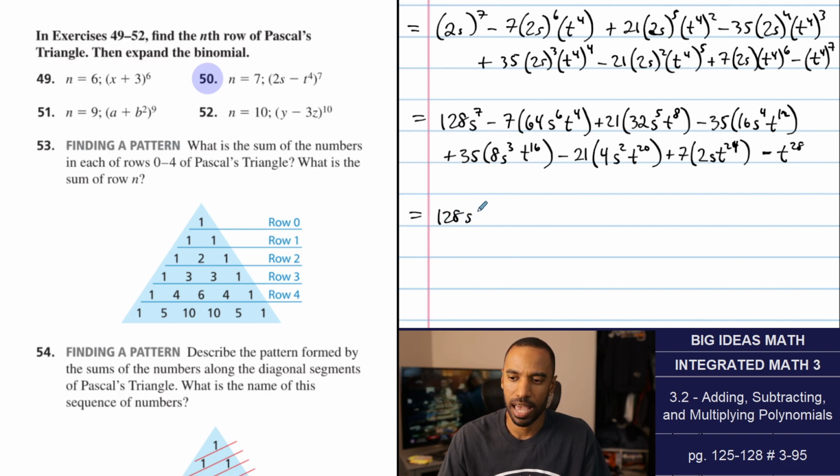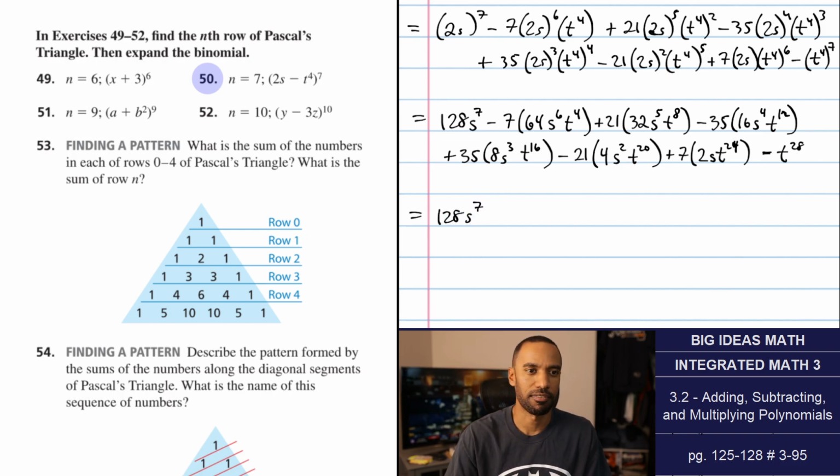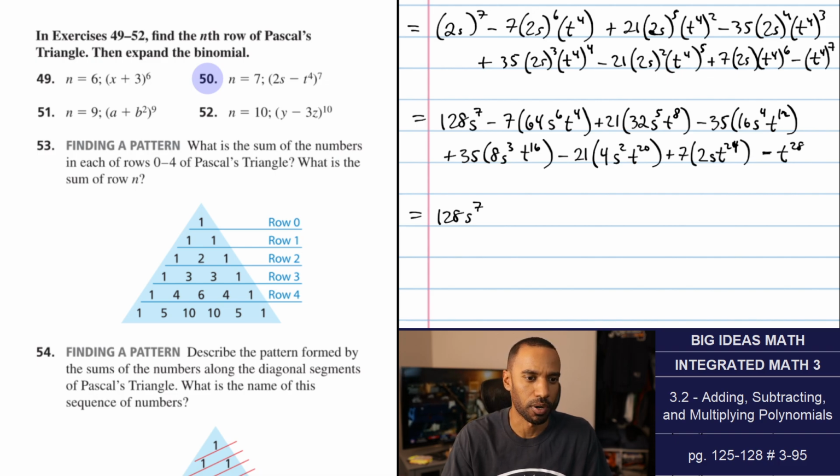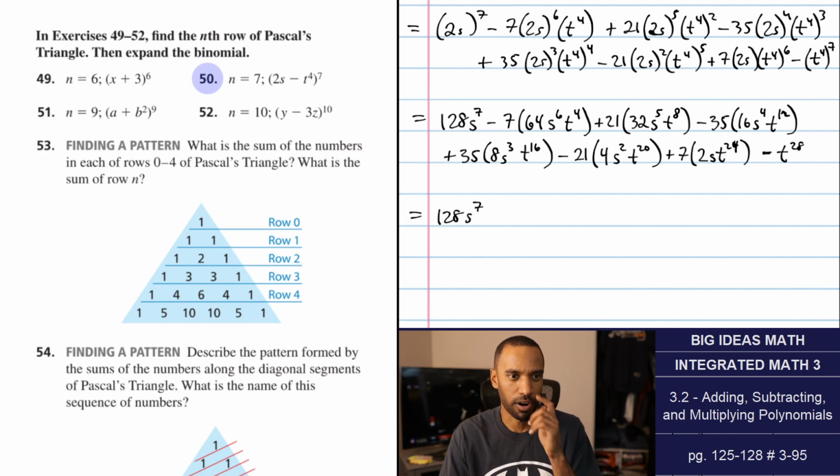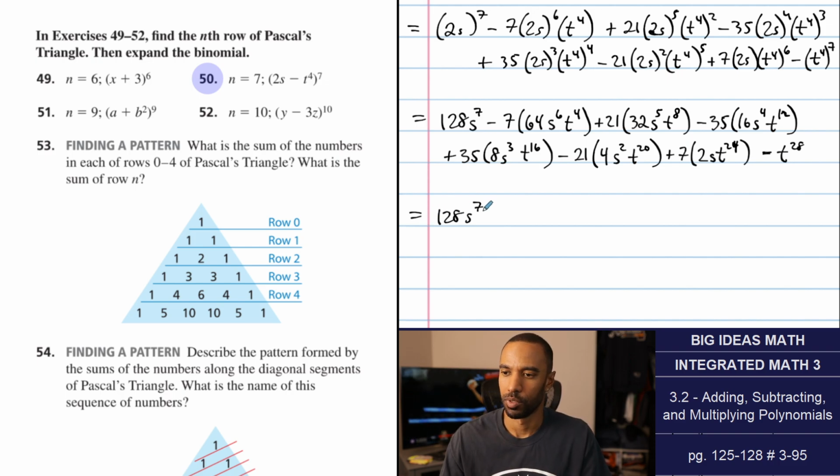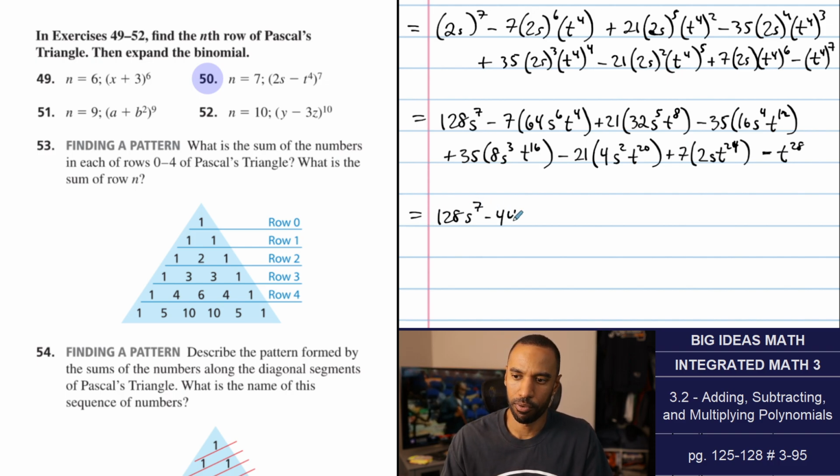128 s to the 7th. All right, 7 times 64. Go to the calculator. I just don't want to make a mistake. 448. Minus 448 s to the 6th, t to the 4th. Plus 21 times 32.